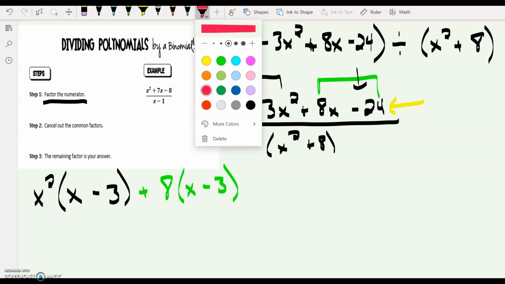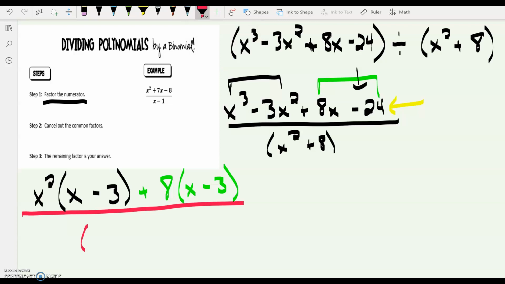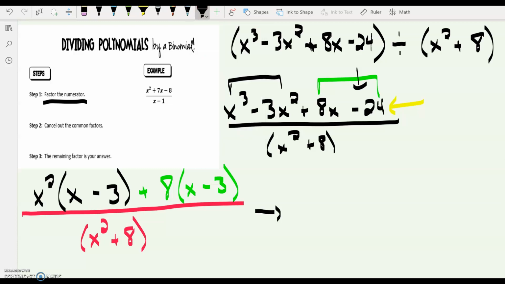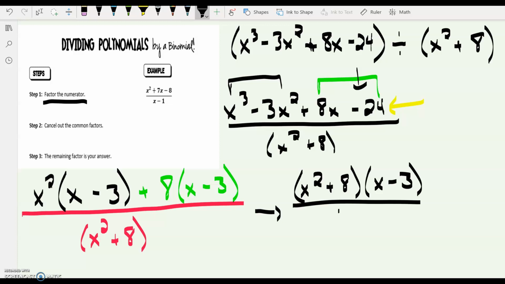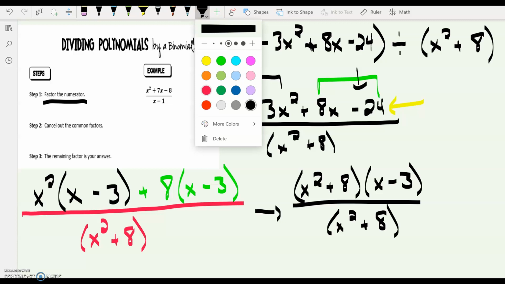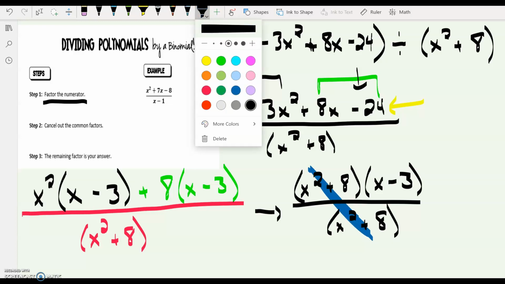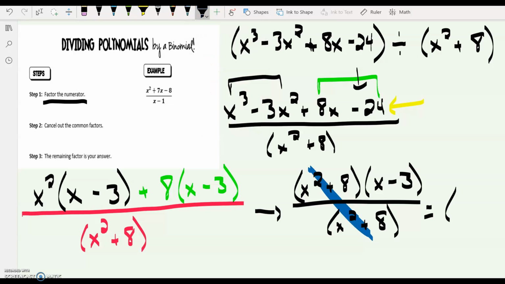And then the denominator is just going to slide back in here, x squared plus 8. Do that little simple rewrite here. Left with x squared plus 8 times x minus 3, and that is all divided by x squared plus 8. And lastly, we will simplify out our common factors. Again, the x squared plus 8 simplifies out. So what I'm left with is my final solution, and that is x minus 3.